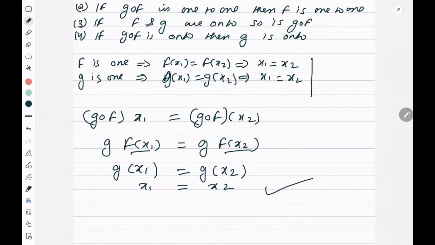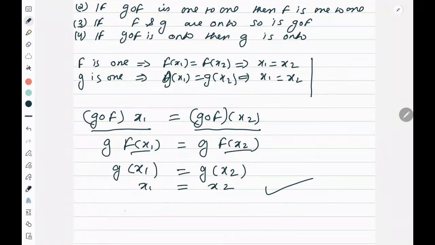Correct? Now the second case: g∘f is one-one, then f is one-one. Now if g∘f is one-one, this is given: if g∘f of x1 is equal to g∘f of x2, then x1 is equal to x2. And you have to prove that f is one-one. If I need to prove f is one-one, then how will I start?